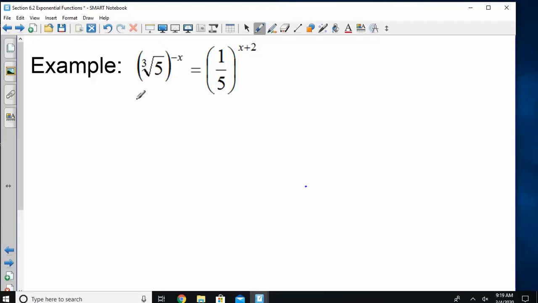If it's a cube root, you could cube each side. Or can't you divide to the 5 to the 1/3? Or to the 1/3. So both of those options are good. A cube root is the same as a 1/3 power. How would I want to rewrite this 1/5?